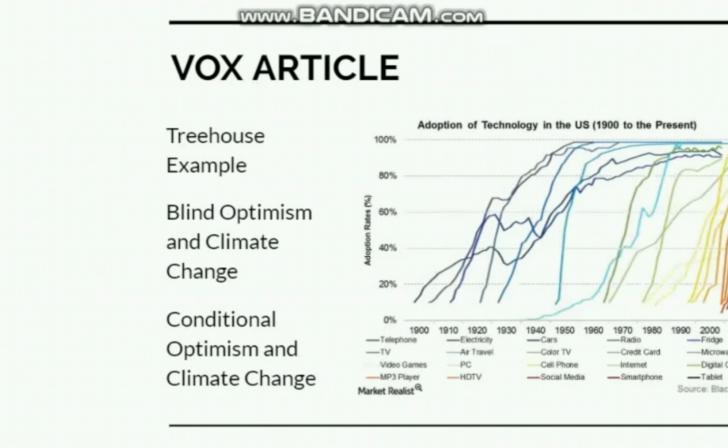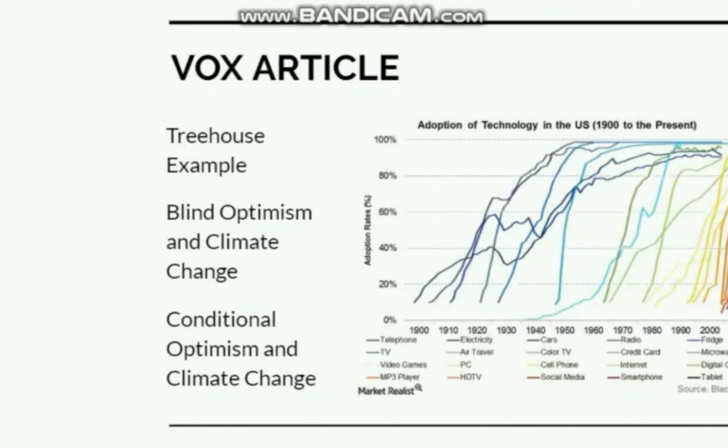The Vox article by David Roberts takes it a step further and compares blind optimism to conditional optimism. The difference between them, according to Roberts, is that blind optimism is like a child expecting his parents to build him a treehouse. Conditional optimism is that child being confident that he can build a treehouse if he's given the tools. Those who view climate change with blind optimism are looking at it as an issue that either doesn't exist or that's going to solve itself.